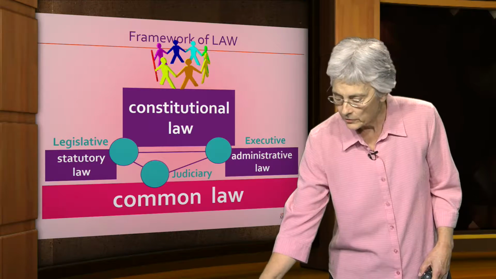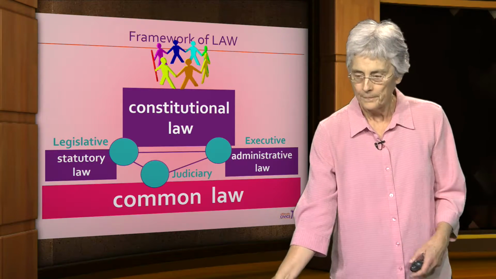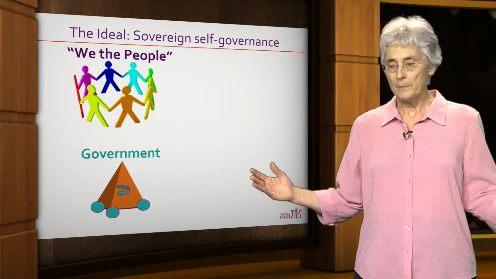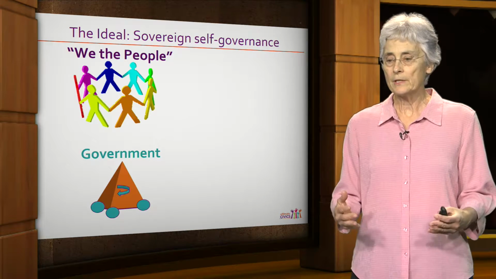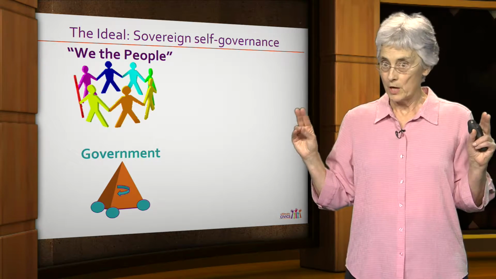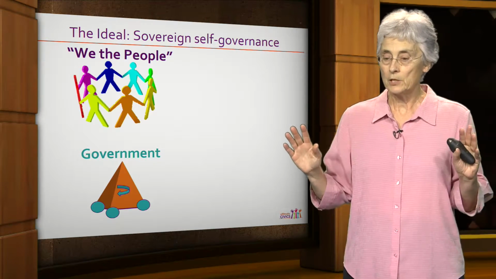Now, the founders imagined rule by the people, of, for, and by the people. So this is our ideal sovereign self-governance, where we have "we the people," in quotes still, because we know it only referred to part of the population, a very small part.